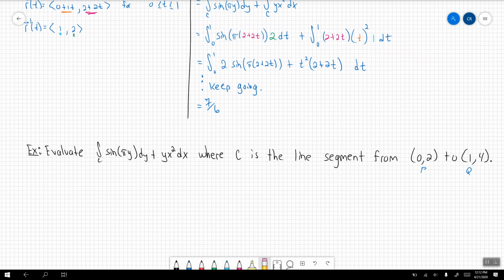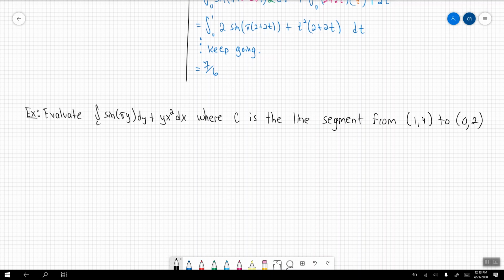Now, I'm going to modify this. It's going to go from (1,4) over to (0,2). So again, all we're doing is changing the direction here. This line segment is now getting reversed. So we first need to find the r of t component that we use. That r of t component should get us 1 minus t and then 4 minus 2t, for t values bounded between 0 and 1.